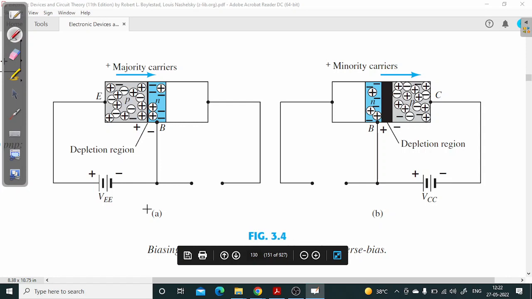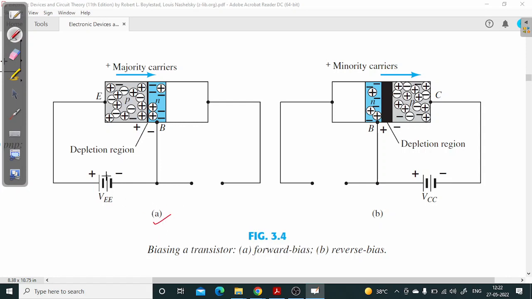The first diagram, this one. So we have this is P, this is N, and this is P. A PNP BJT, a PNP transistor.